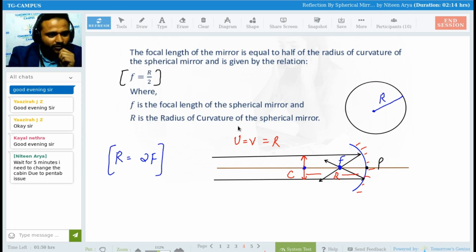Anyone, please, what is the mirror formula? Forgot the mirror formula? Oh, seriously? 1 by f equals 1 by v plus 1 by u. Exactly, Sai and Dhanmeshwar.